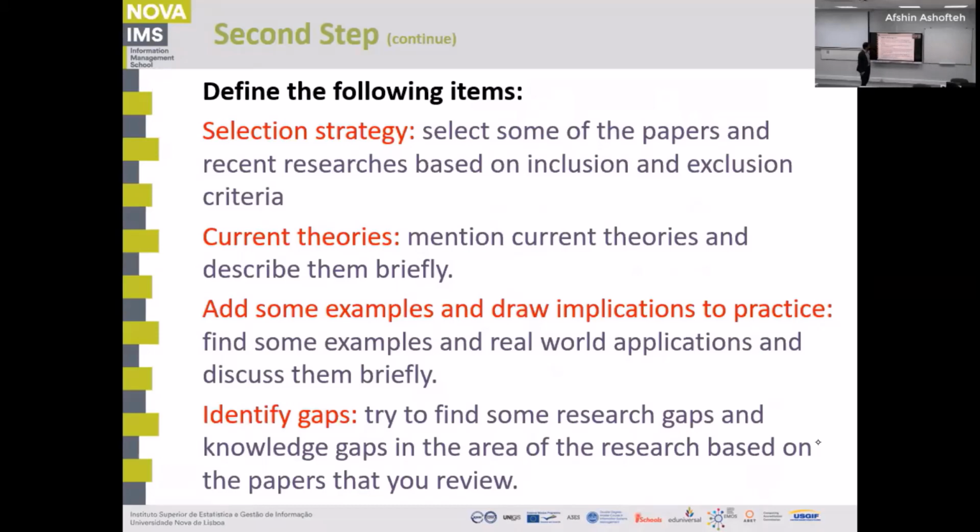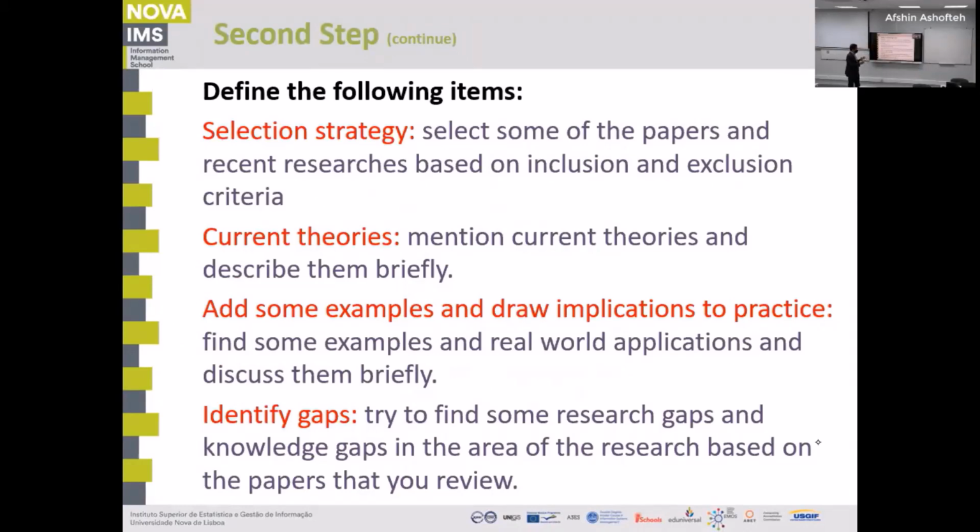The next one is selection strategy, and then the current theories. So something that is good to do is to find the theories that the people use and then make a summary of those theories. And add some examples and draw implications for practice, okay?